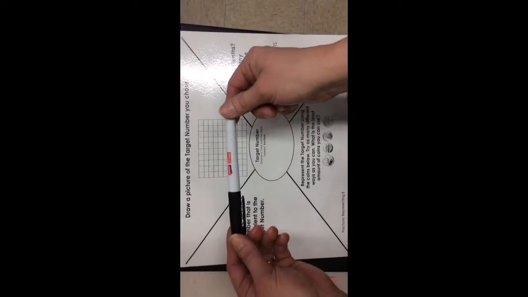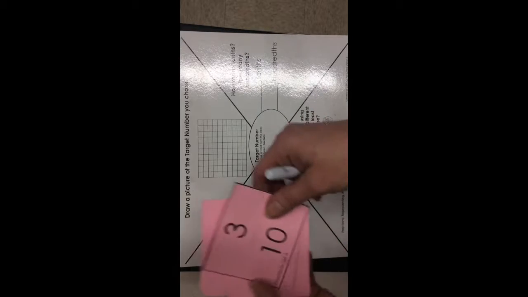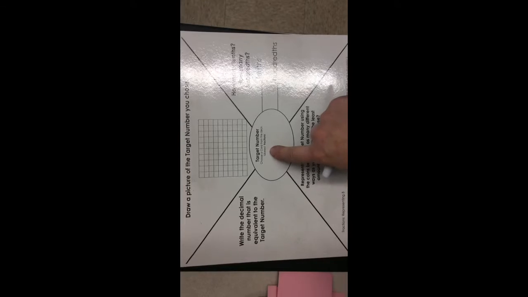In this station, you are going to use this mat, which is laminated. So you also need a dry erase marker to write your answers with. And you're going to need a stack of cards that are labeled fractions. So these ones here. You start in the middle of your chart.